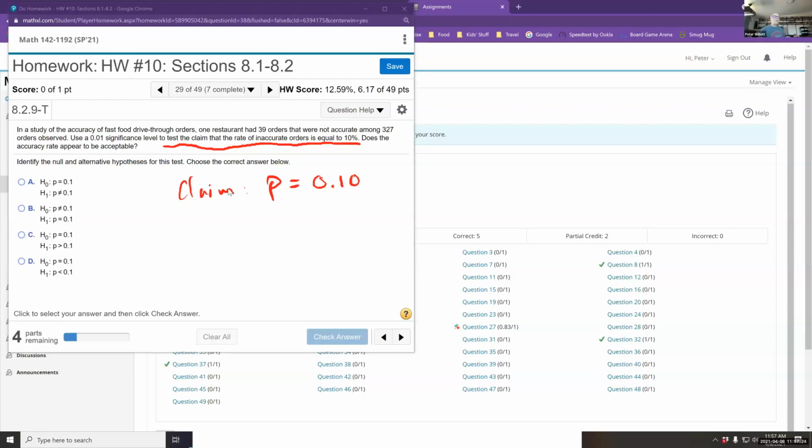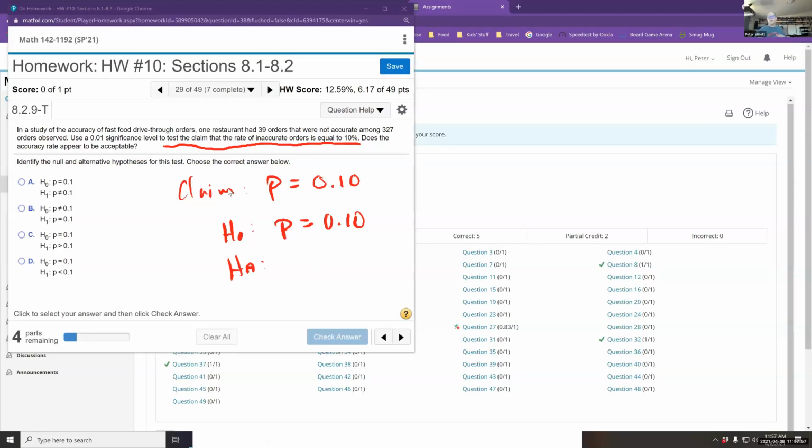So then from that, we want to construct our null and alternative hypothesis. And so the null hypothesis is always when you are setting the parameter equal to the value in question. So that would be that P is equal to 0.10. And notice for this problem, the null hypothesis is our claim. So then the alternative hypothesis will be either less than, greater than, or not equal to.